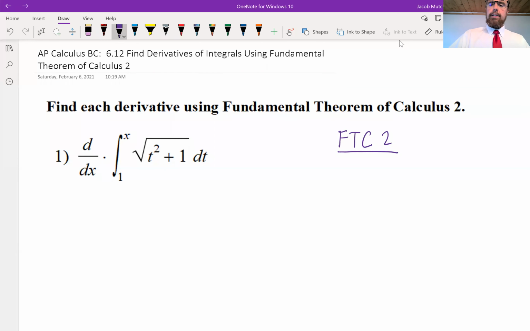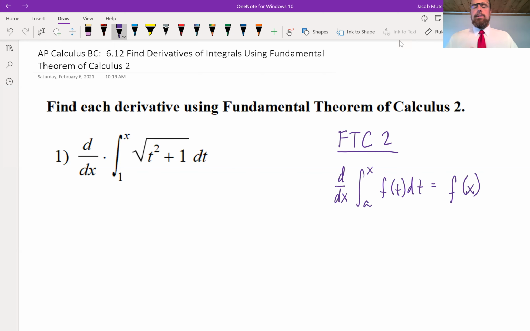So one way that we can state that really succinctly is the derivative of the integral from a to x of f of t dt is going to be f of x. And really, it's a statement about the fact that differentiation and integration are inverse operations.